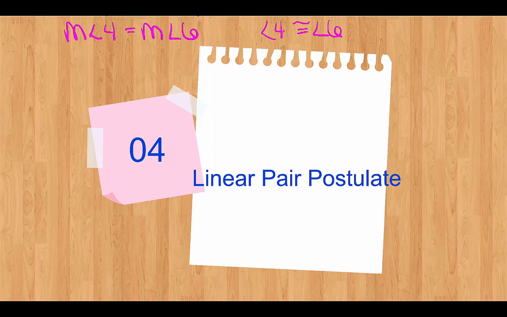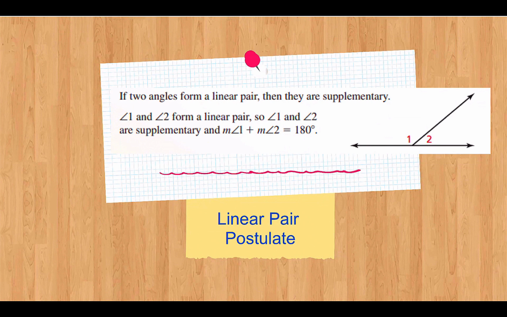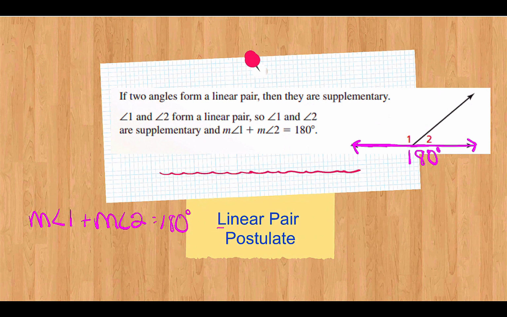The linear pair postulate states if two angles form a linear pair, then they equal 180. So they equal 180 because they add up to create this straight angle, a straight line. A straight line is 180 degrees. So basically, if you have the measure of angle 1 plus the measure of angle 2, they equal 180 because they form a straight line, a linear pair.